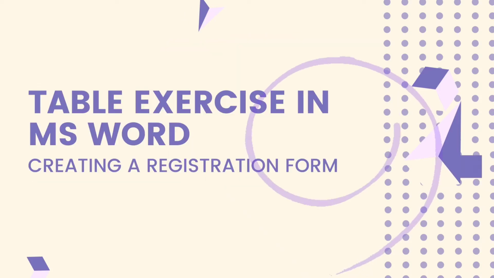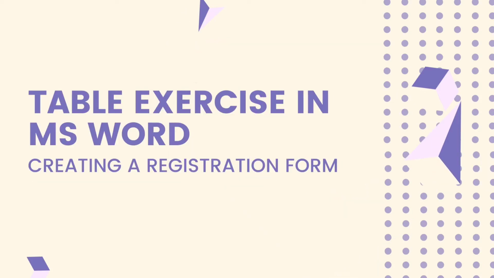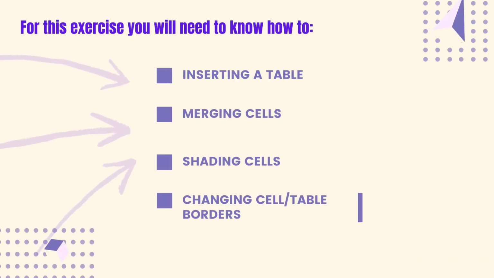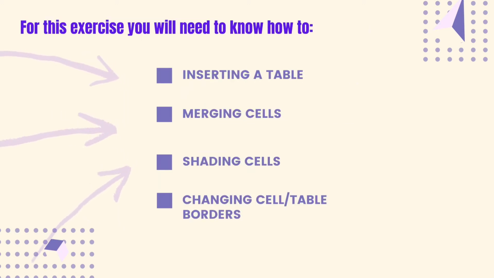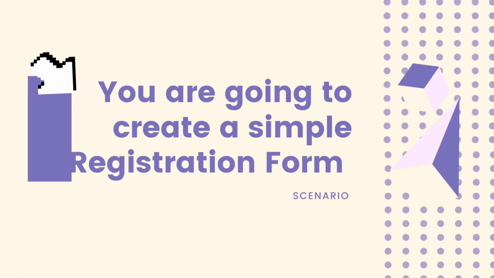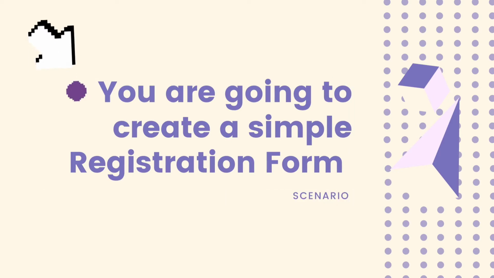Today's activity is to create a registration form in Microsoft Word using Table. For this exercise, you will need to know how to insert a table, merge cells, shade the cells, change the cells, and table borders. To start with our activity, open Word and start a new document.